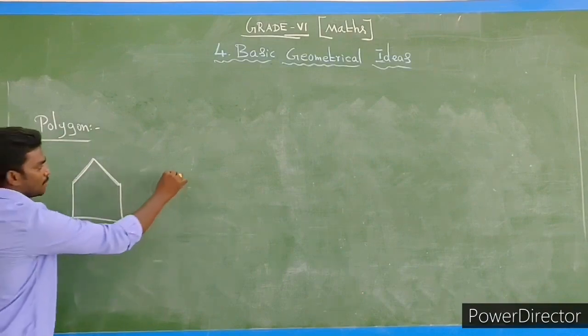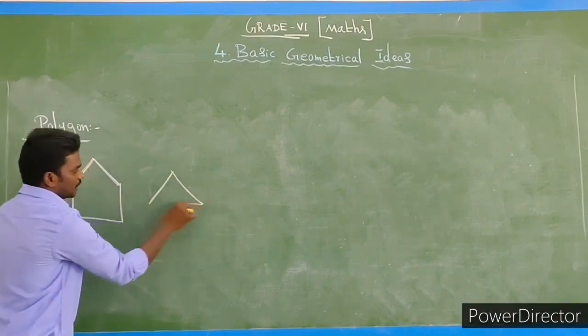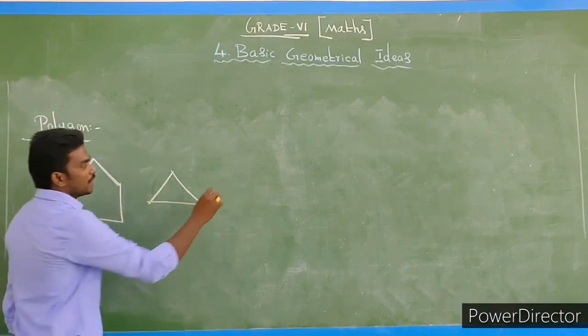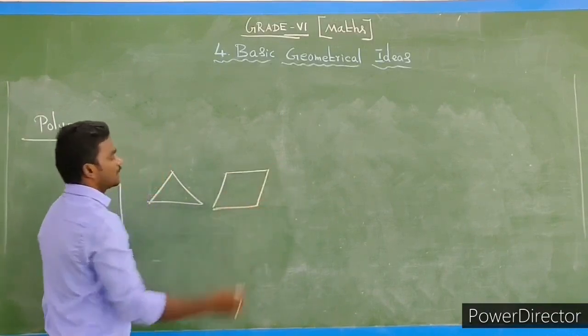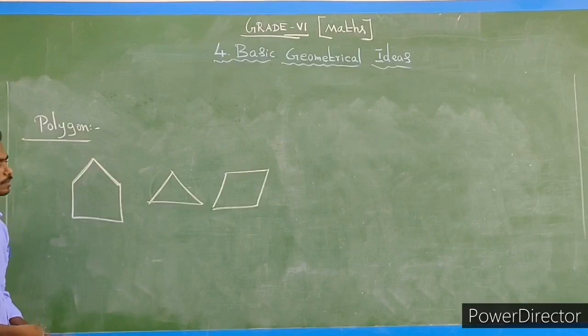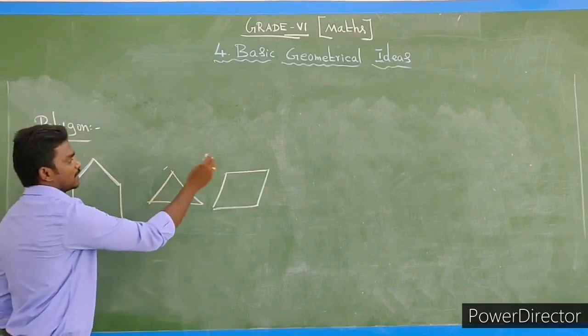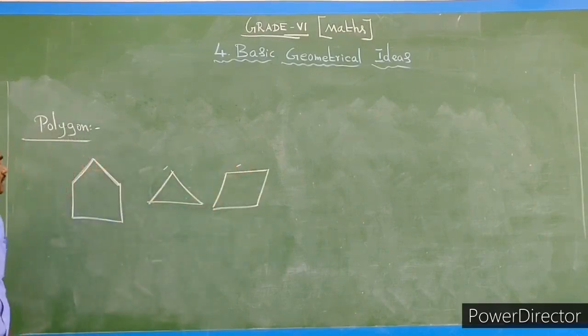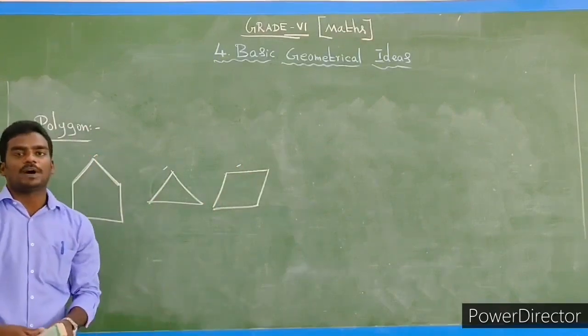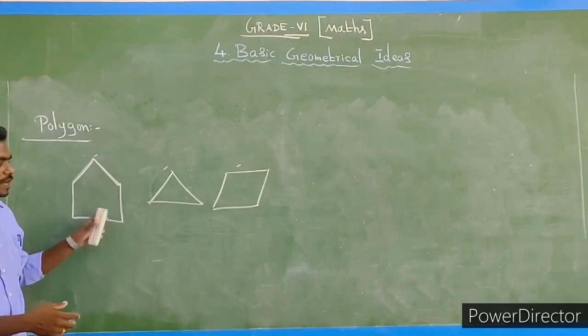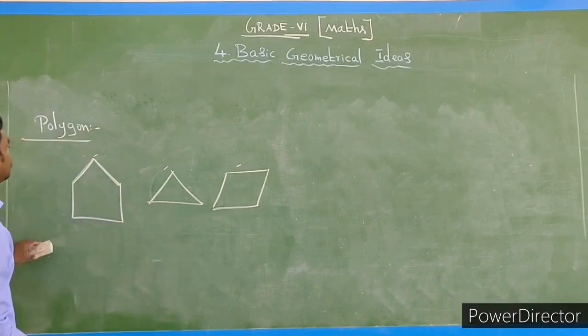Which is the polygon with the minimum number of sides? A triangle, which has three sides. What is the four-sided polygon? A quadrilateral. A triangle is a three-sided polygon. A quadrilateral is a four-sided polygon. What is the five-sided polygon? That is a pentagon. So we know what a polygon is: a simple closed curve made up of only line segments.